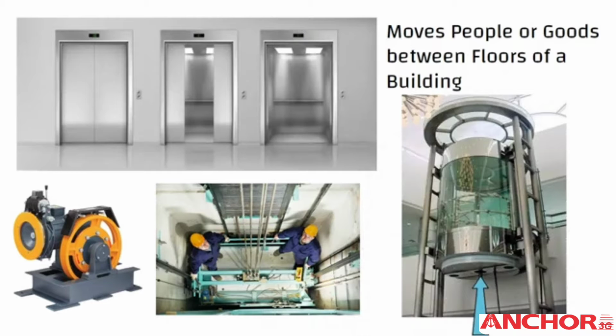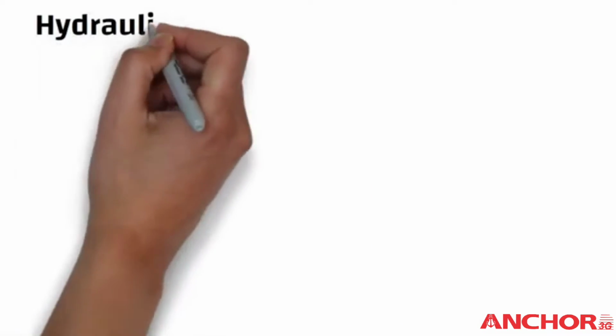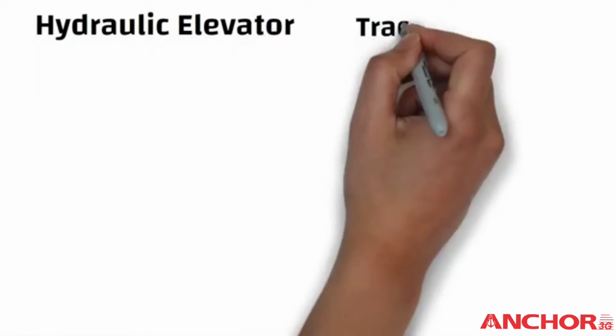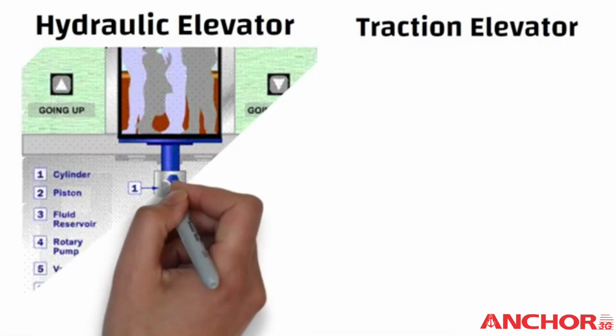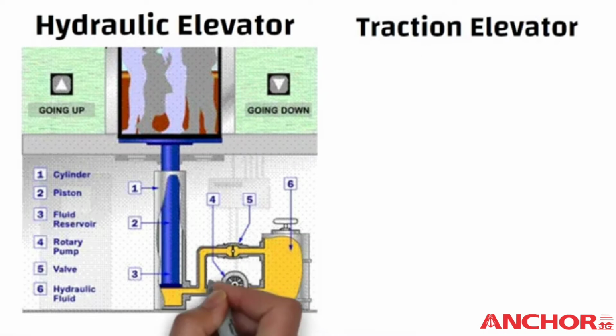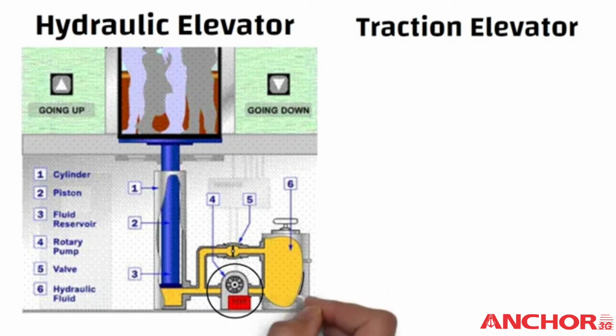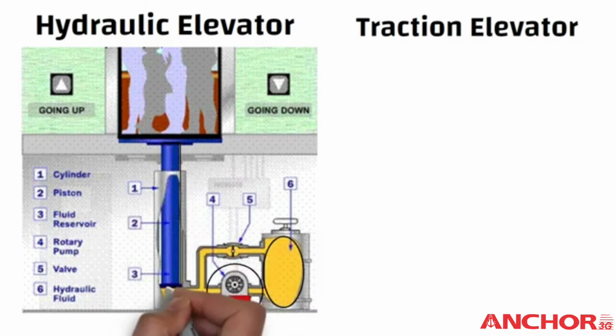Elevators are of two types. One, hydraulic elevator. Two, traction elevator. Hydraulic lifts are powered by electronic pumps which transmit the hydraulic fluid to the jack. The lift has a piston at its base which will push it up.